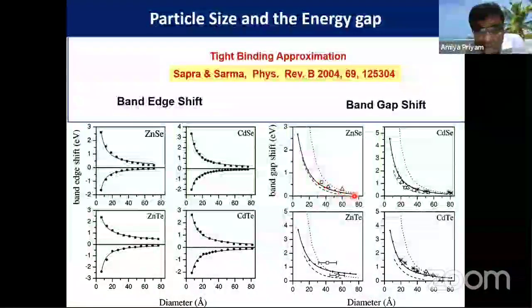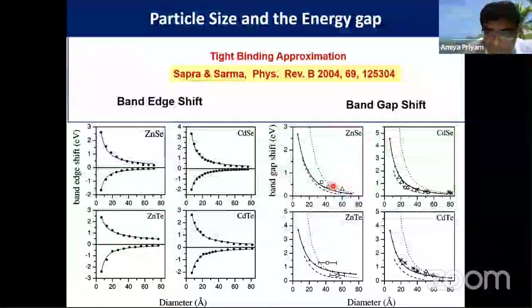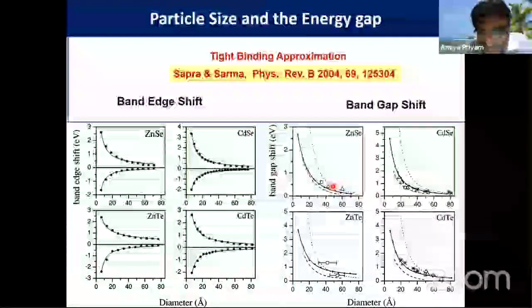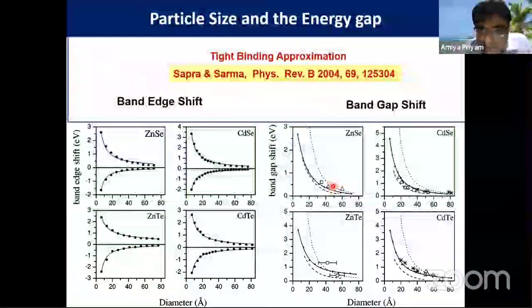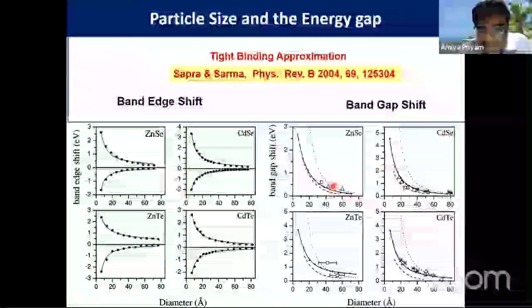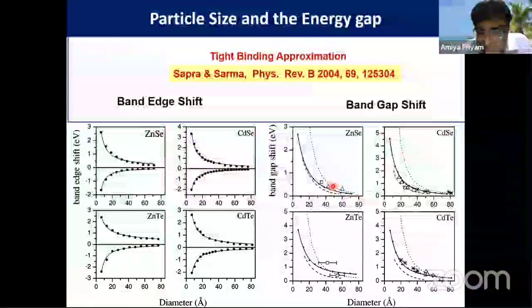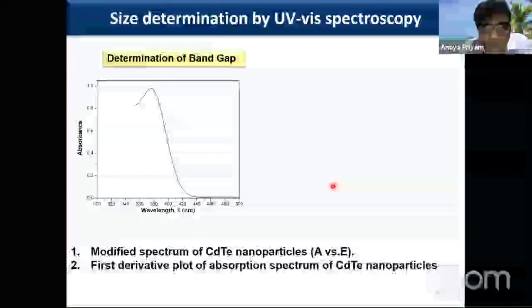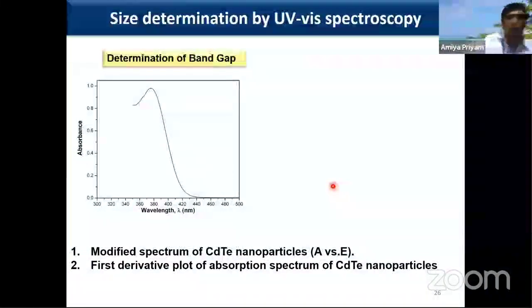So a good matching of the theory and experimental results you can get in the tight binding approximation. This is the accepted approach now for all the semiconductor nanocrystals. And I'm also telling you a method of how we determine the band gap.